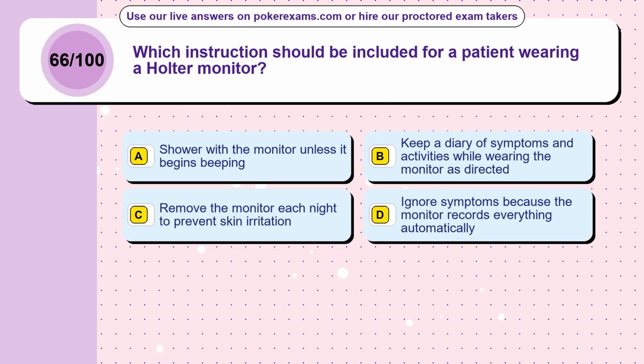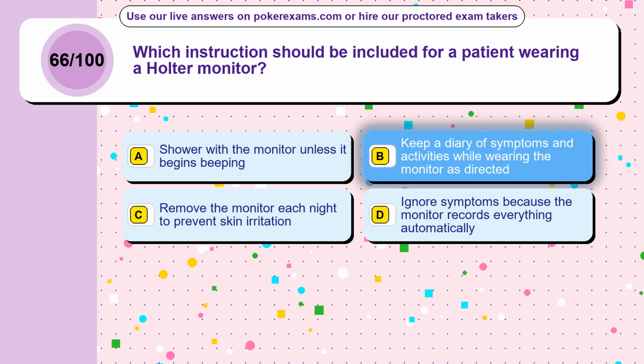Question 66. Which instruction should be included for a patient wearing a Holter monitor? Option A, shower with the monitor unless it begins beeping. Option B, keep a diary of symptoms and activities while wearing the monitor as directed. Option C, remove the monitor each night to prevent skin irritation. Option D, ignore symptoms because the monitor records everything automatically.